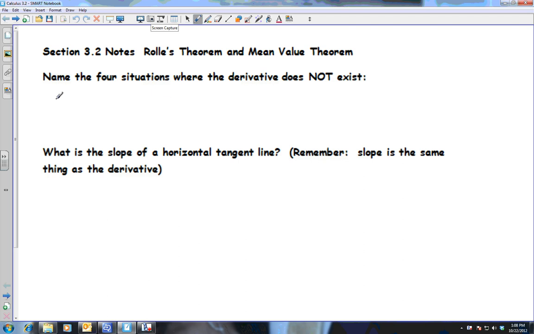All right, so fill this in as you go along in the video. One place where it wouldn't exist would be where it's discontinuous. So wherever the function is discontinuous, the derivative is not going to exist there. So I would write any discontinuities. If you can read that. Another place would be any sharp corners. So we know like the absolute value graph, this point right here, the derivative does not exist. So I'll call that a sharp corner.